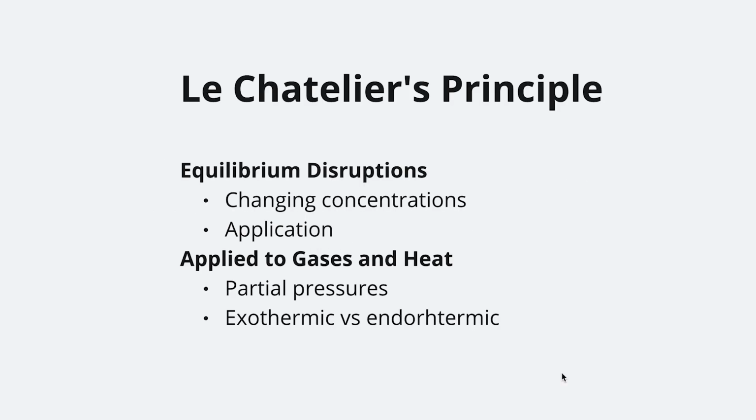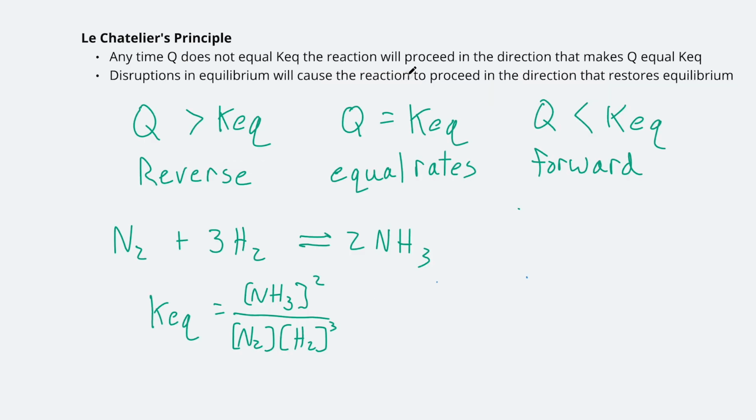MCAT tutoring. In this video, we're going over Le Chatelier's principle and looking at disruptions to equilibrium and then applying that to gases and heat as well. In the last video, we established what the reaction quotient, or Q, is and what the equilibrium constant, or KEQ, is. And we established that anytime Q and KEQ were not equal, the reaction is going to proceed in the direction that makes them equal.